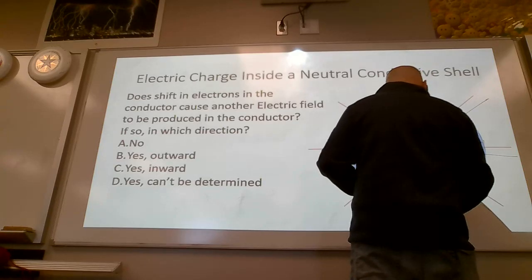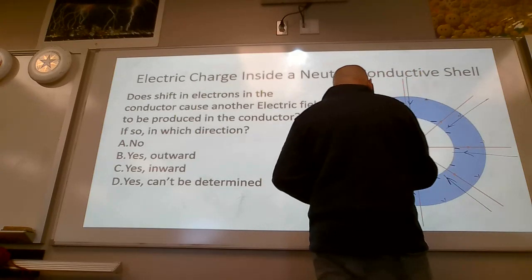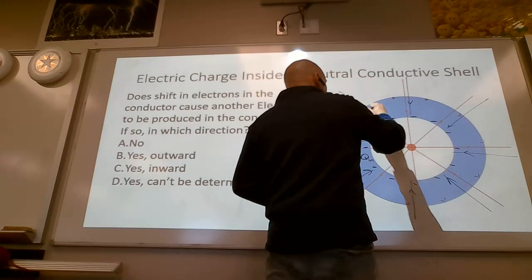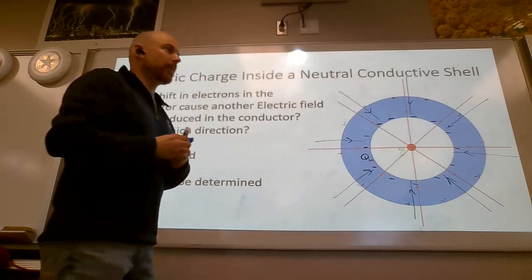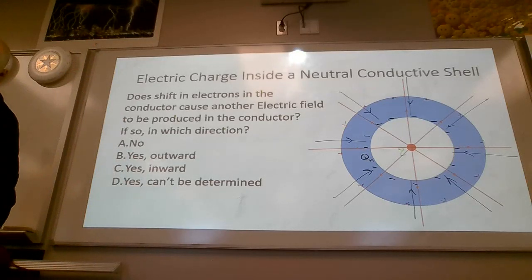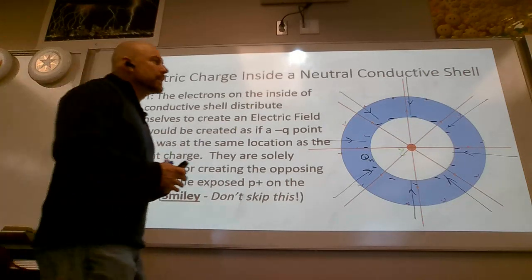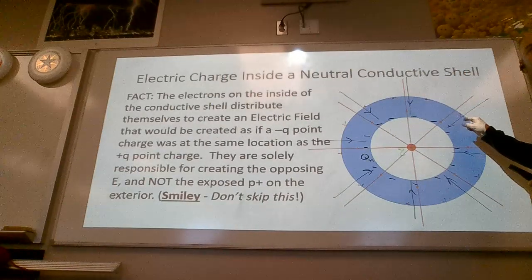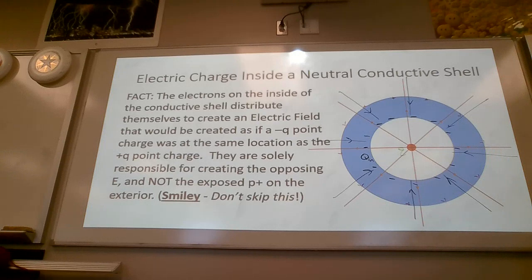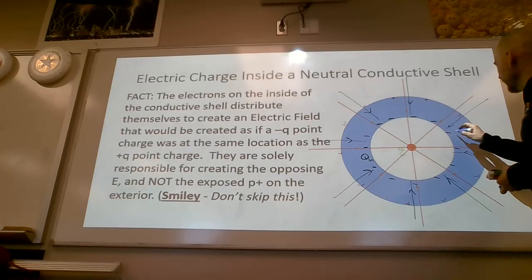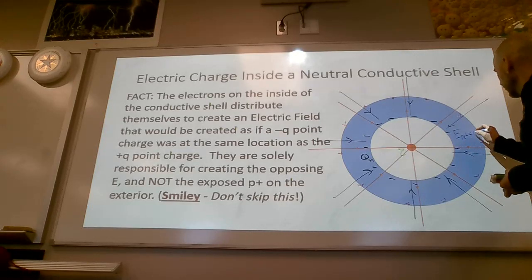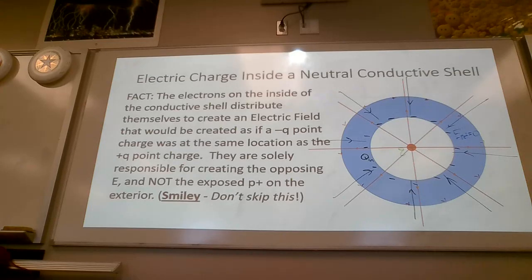And guess what? Is everybody okay? These two fields cancel out. Okay? So that the net electric field in the conductor is equal to 0. Those are the two fields that cancel each other out.